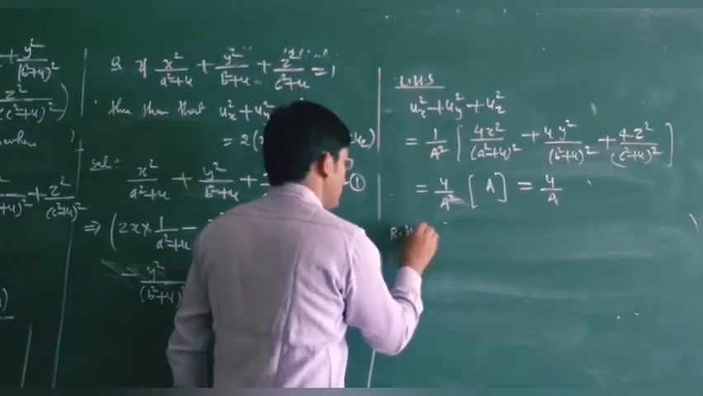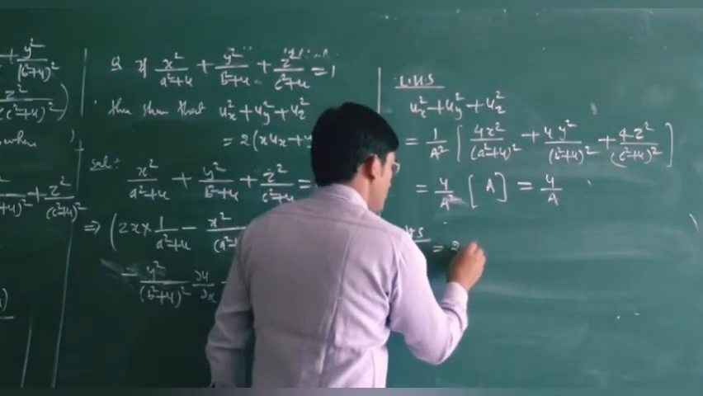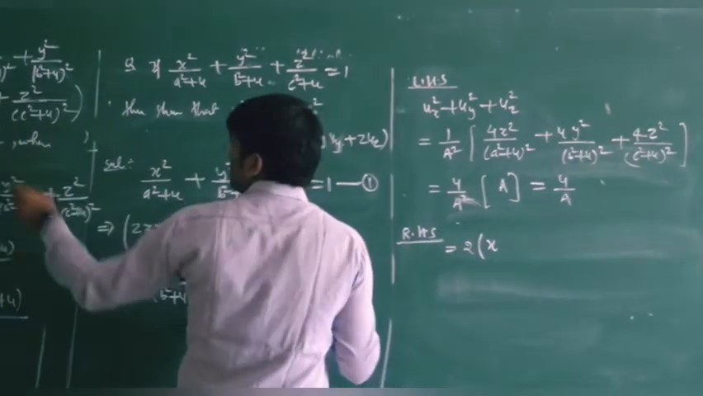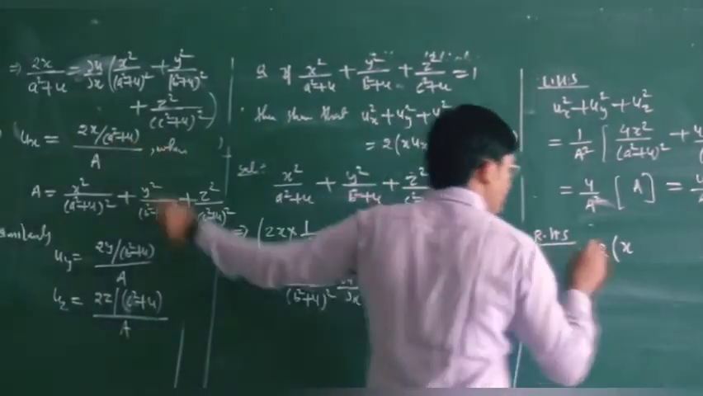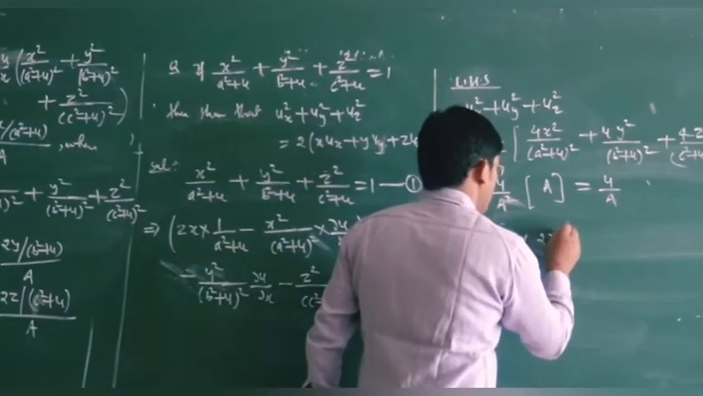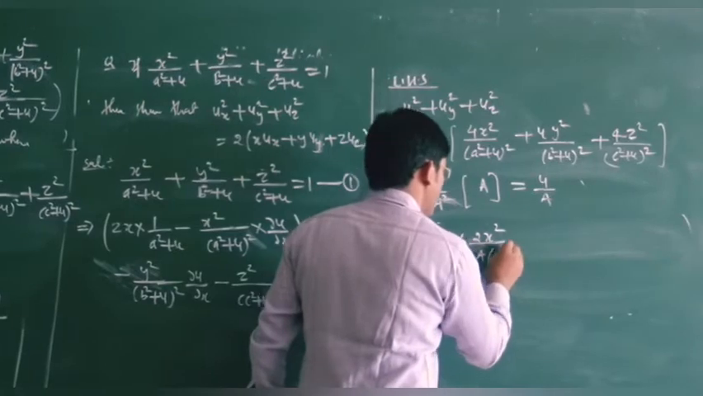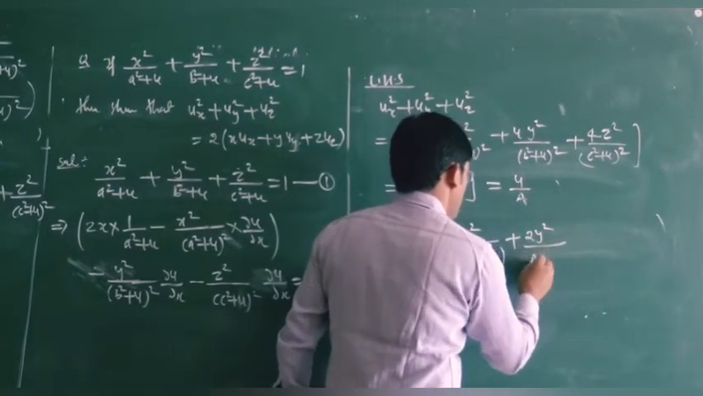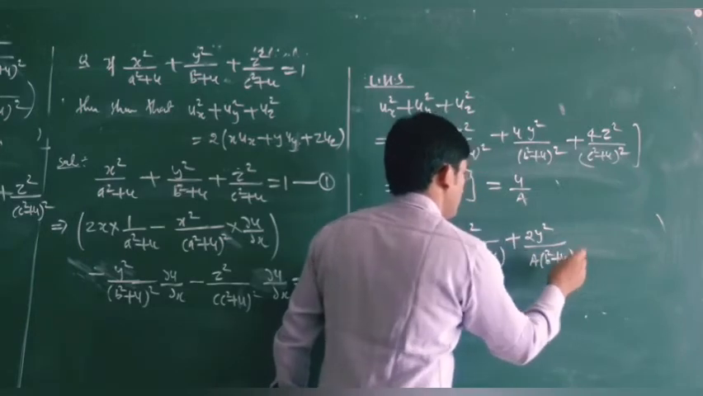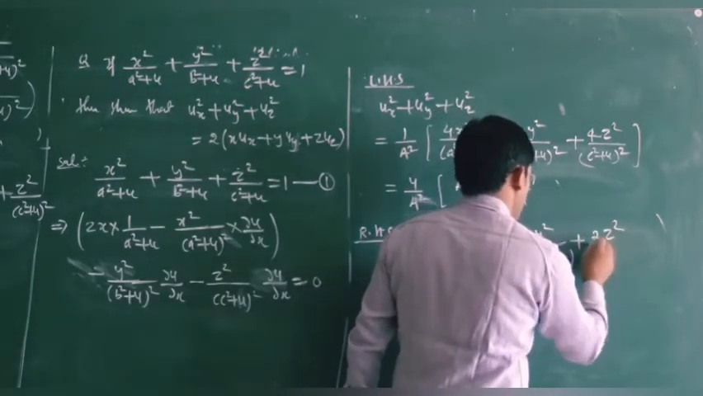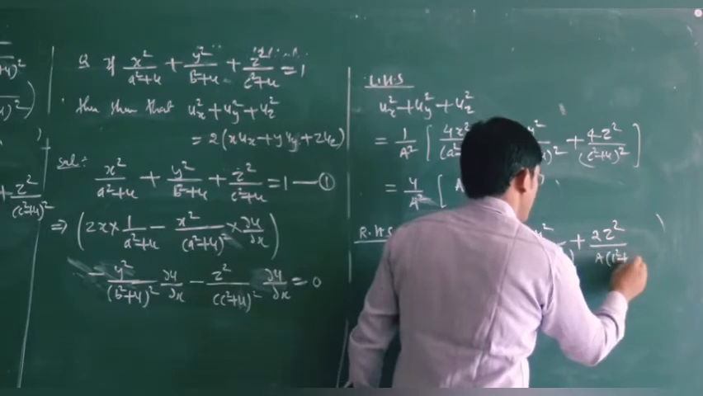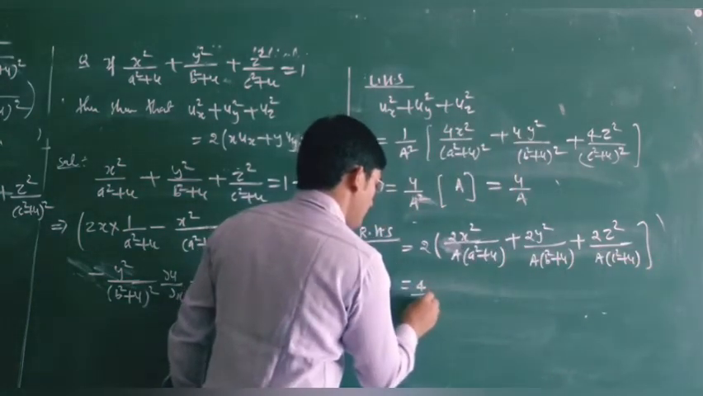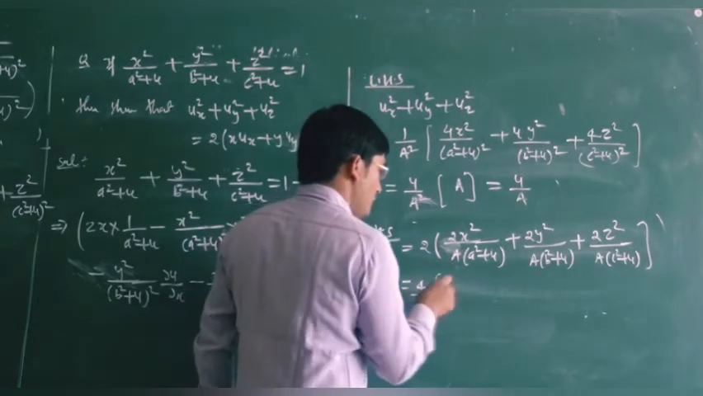Let us compute the right hand side. 2x into ∂u/∂x. Your ∂u/∂x was this one. So we have 2x²/(A(a²+u)), then the next one will be 2y²/(A(b²+u)), then the next one will be 2z²/(A(c²+u)). So if you take 2 common, then we will have 4, and if you take A common, then we will have 4/A outside.